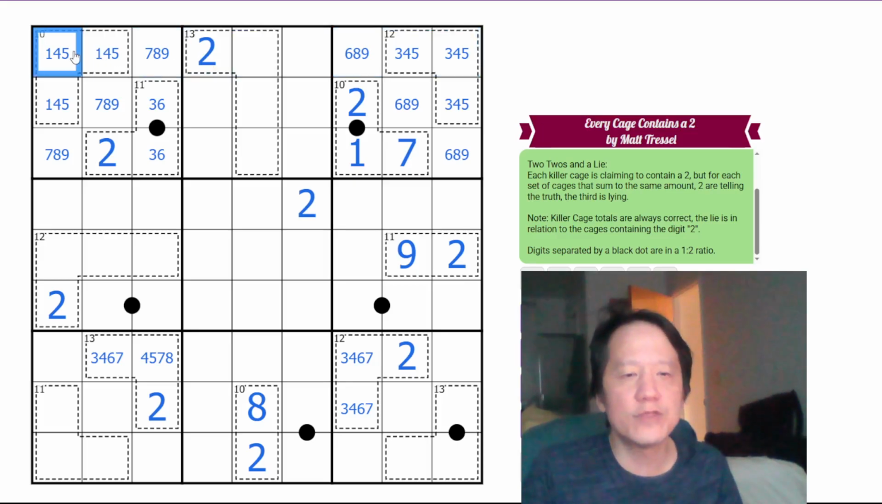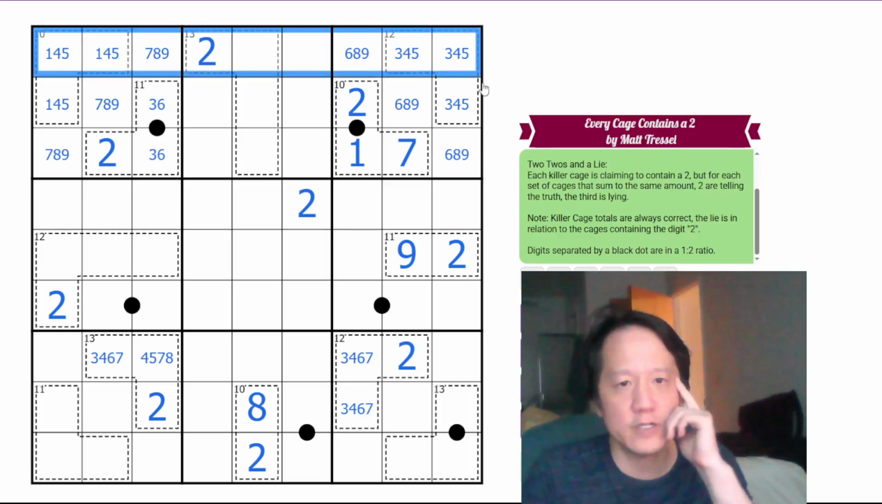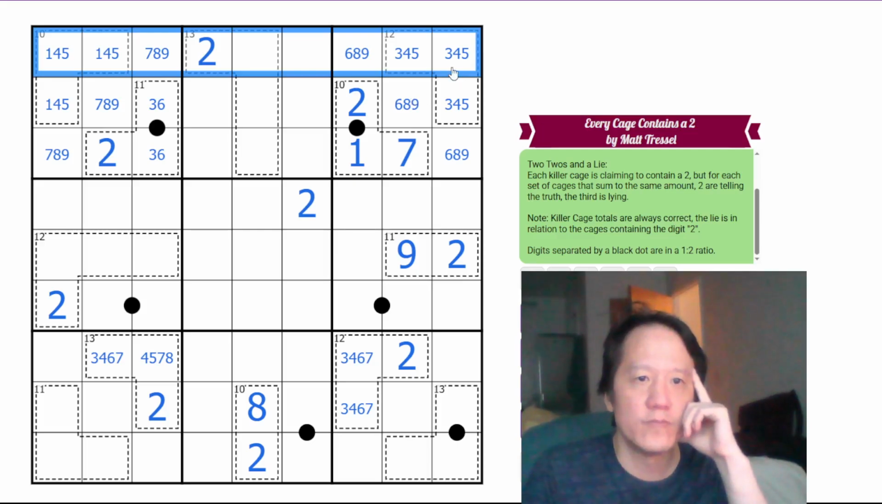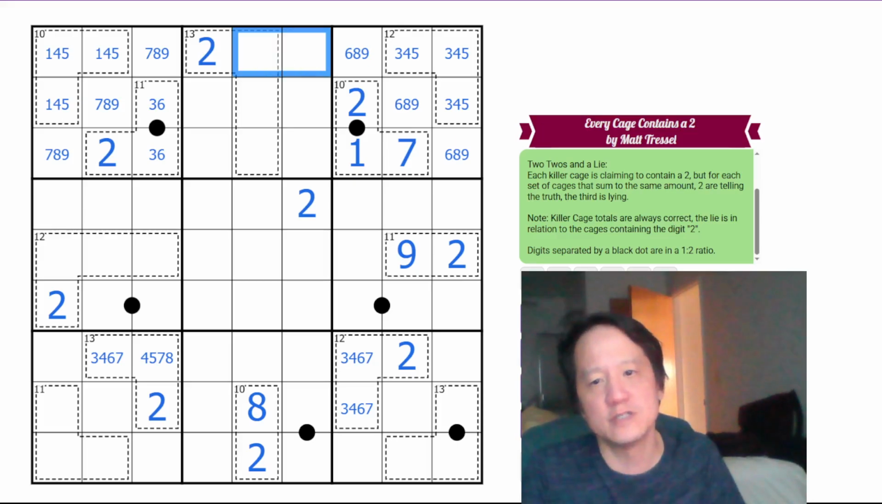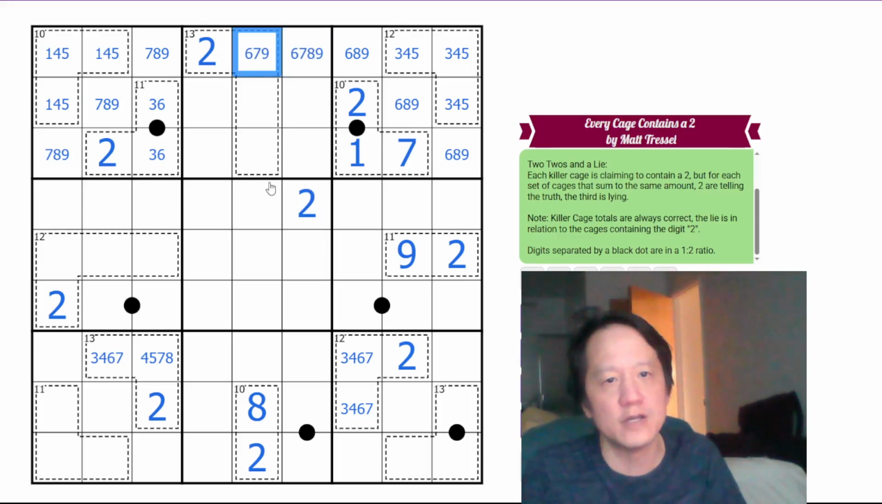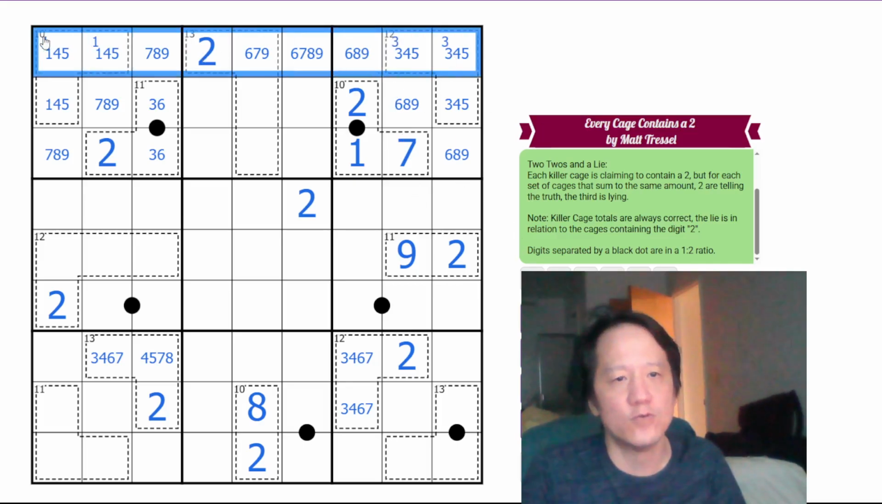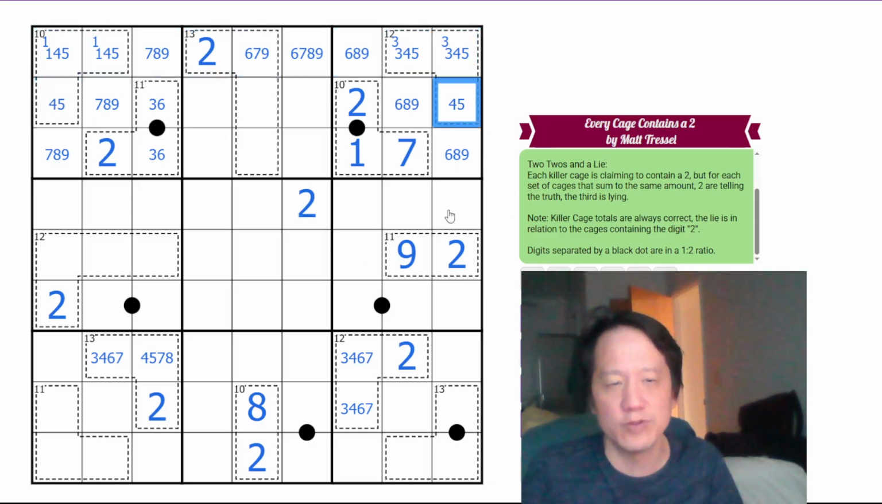We have a 1, 3, 4, 5 quadruplet in row 1, which eliminates 1, 3, 4, 5 in the rest of the row. This must be 6, 7, 8, 9, and this can't be 8 here. Therefore, 1 has to be here, and 3 has to be here for the row 1 to have a 1 or a 3. So this cannot be 1, this cannot be 3.